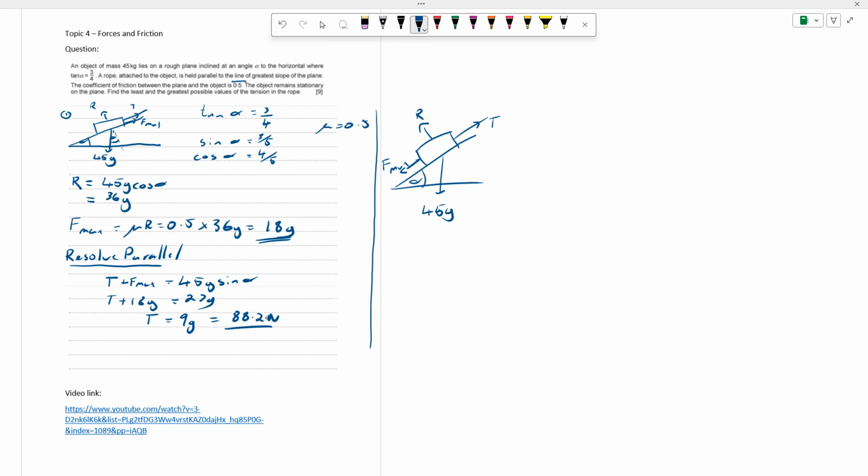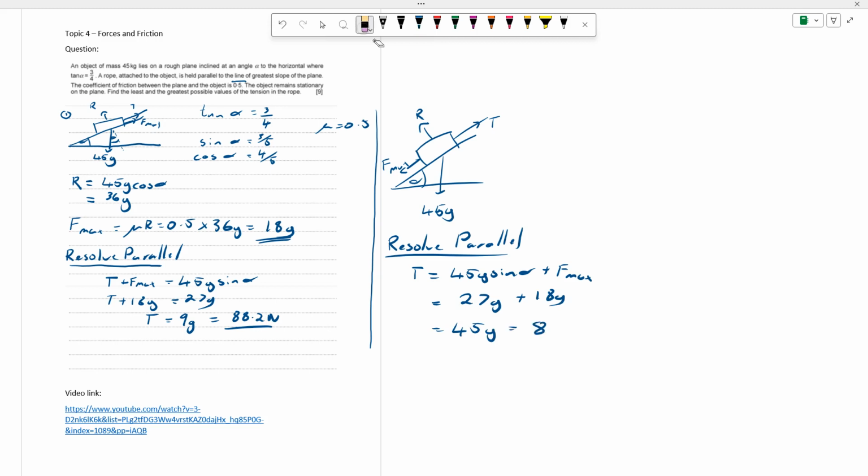And I'm going to do the same thing again. Now I already know what Fmax is, so I'm going to resolve parallel again. Again, there's still no acceleration. I'm not actually moving, I'm just on the point of moving. It's remaining stationary, which means going up, which is tension, equals everything going down. So 45g sine alpha, and then the Fmax should also be going down now. So I've got 27g plus 18g, which is 45g, or 441 newtons.